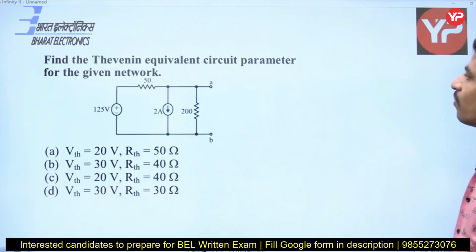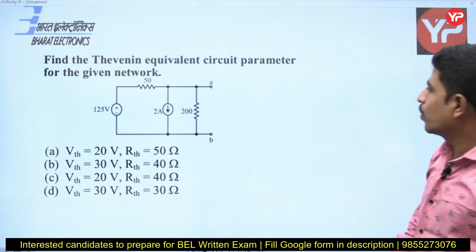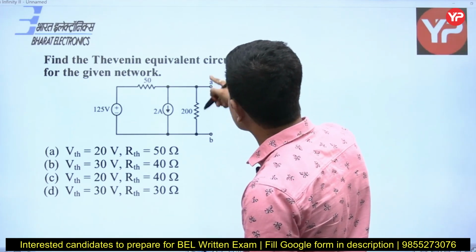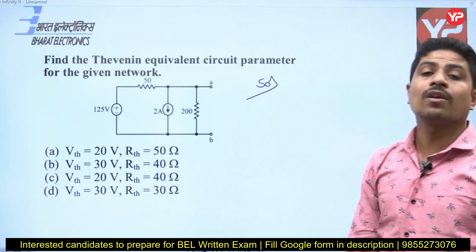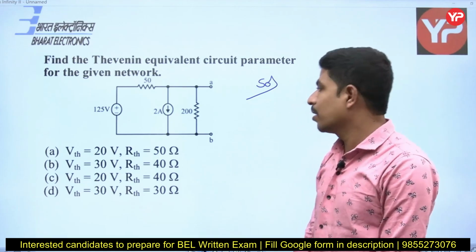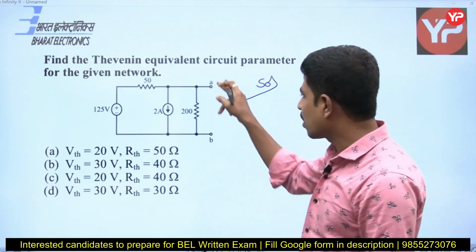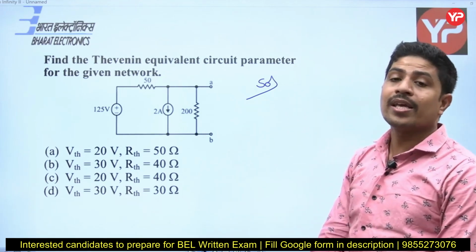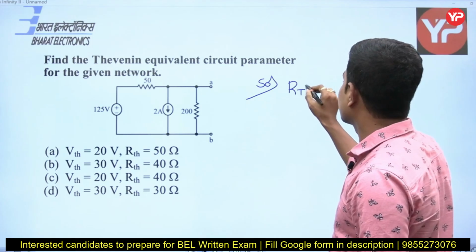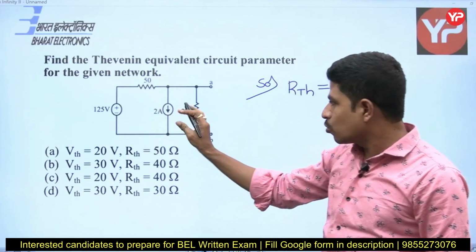Next question. Find the Thevenin's equivalent circuit parameter for the given network. So Thevenin's equivalent with respect to terminals A and B. These are the terminals A and B. When you are finding Thevenin's equivalent, as Thevenin's theorem says, you stand at that point. Find the open circuit voltage. Those terminals are already open, and find the equivalent impedance. First, let me find RTH. What is RTH? Thevenin's resistance. When you are finding it here, short circuit the voltage source, open circuit the current source.